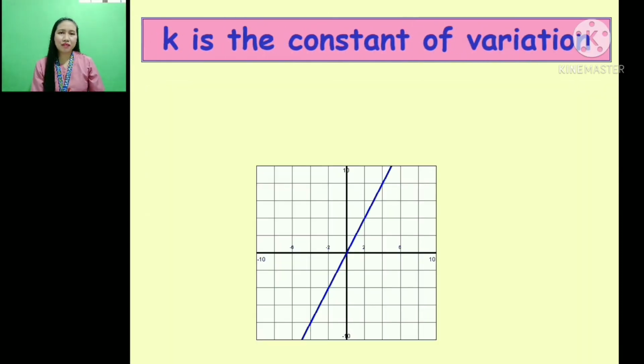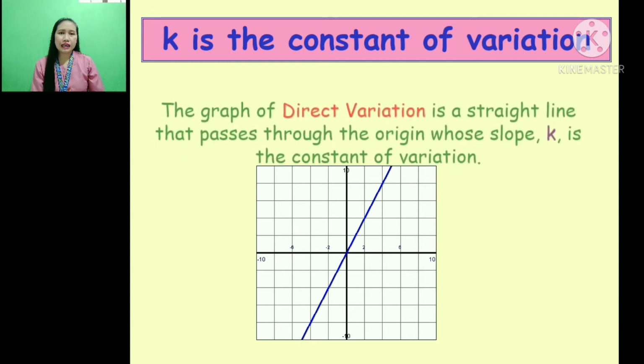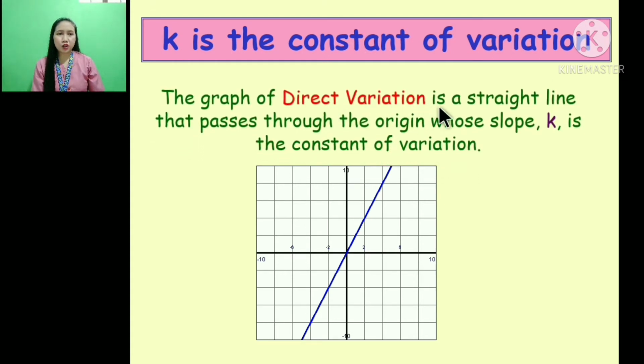Okay, so we have here the graph of direct variation. The graph of direct variation is a straight line that passes through the origin whose slope k is the constant of variation.